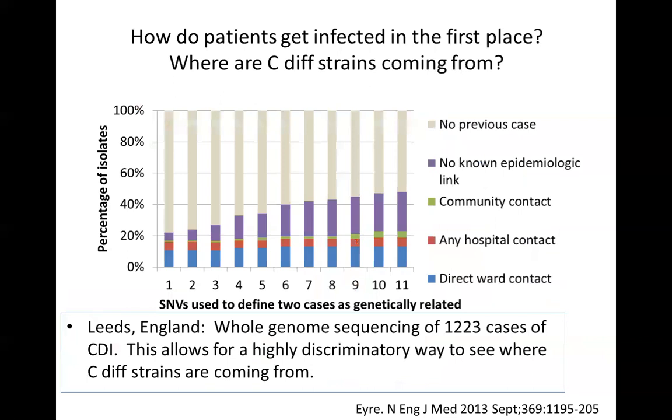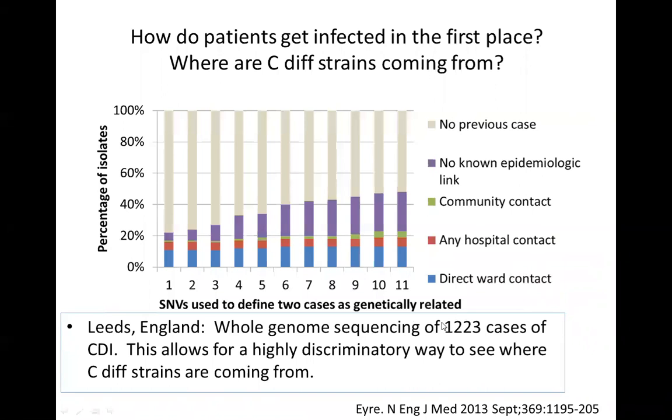Okay, here's where I start repeating myself a little bit from 2 weeks ago, but it's a really, really important study. So this is Mark Wilcox, big C. diff researcher out of England. He controls all of this municipality of Leeds. He controls all this poop that comes into all the hospitals, and then he can do some slick typing, in this case, whole genome sequencing. So this is 1,200 cases of C.